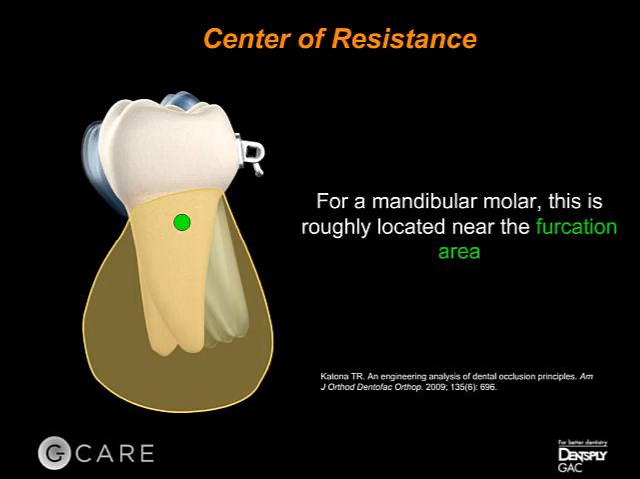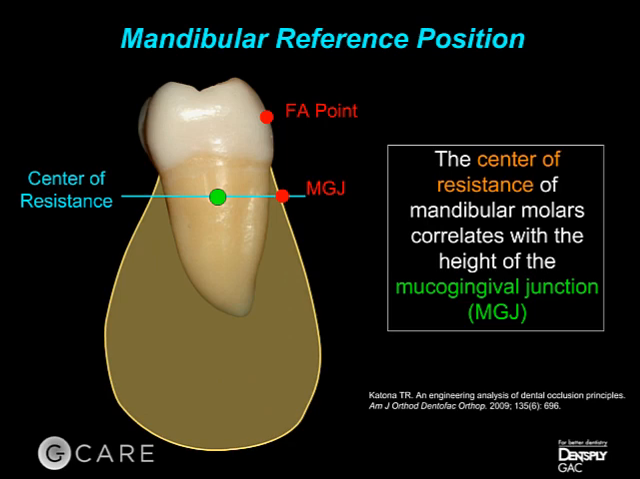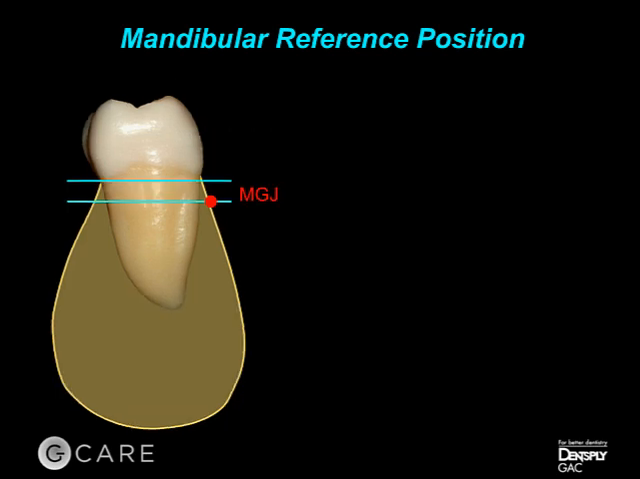And if you're looking at mandibular teeth, the analysis in that article says it's going to be roughly near the furcation area of the mandibular molar. As we move forward with that train of thought, the article also said the center of resistance of those molars will roughly correlate with the height of the mucogingival junction. So while we can't precisely see the center of resistance of the teeth, we can see the mucogingival junction very readily inside the mouth.